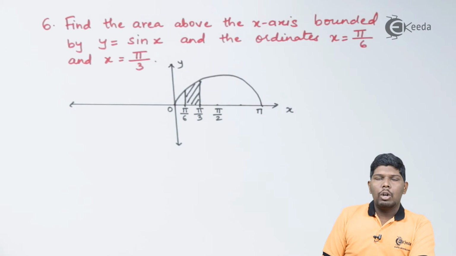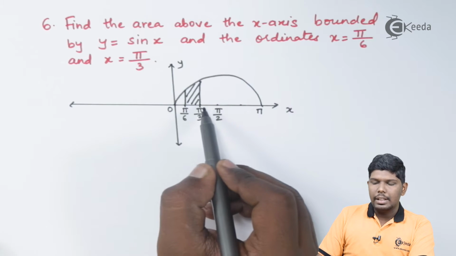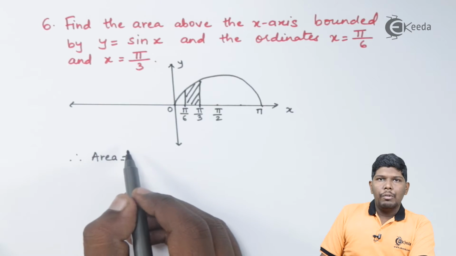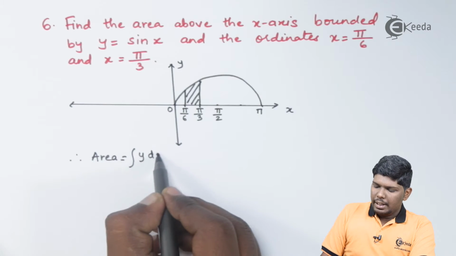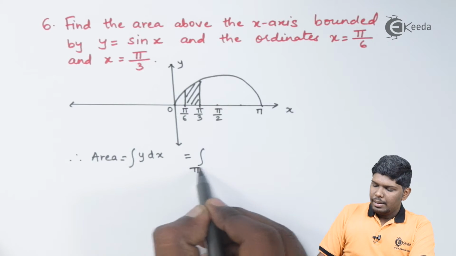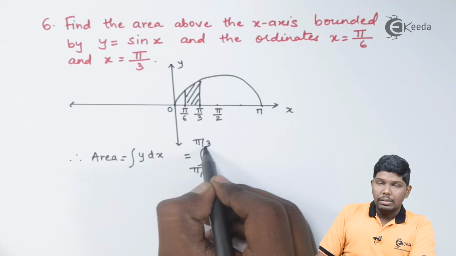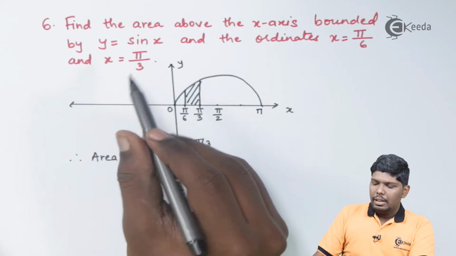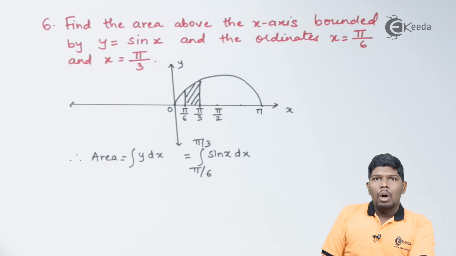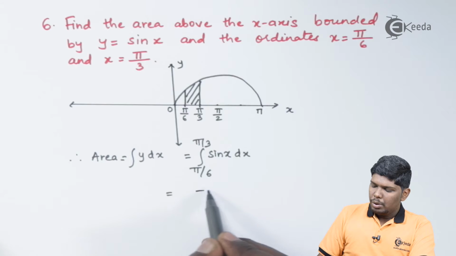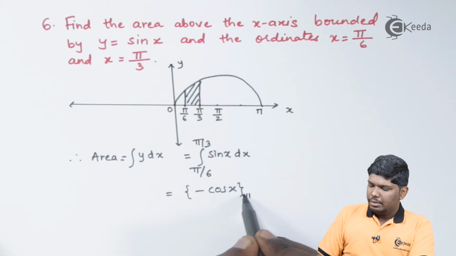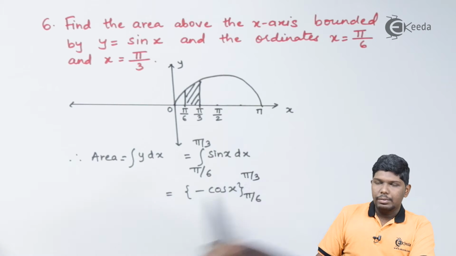Here the limits of x are already given. It starts from pi by 6 and ends at pi by 3. Therefore, the formula for area is integral y dx, and the limits are given as pi by 6 to pi by 3. The value of y is given as sin x dx. On further integrating, this will give you minus cos x within limits pi by 6 to pi by 3.